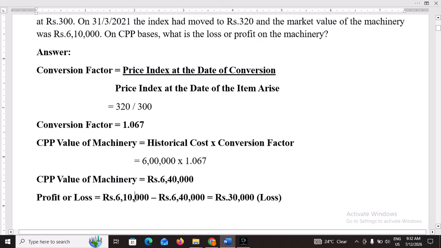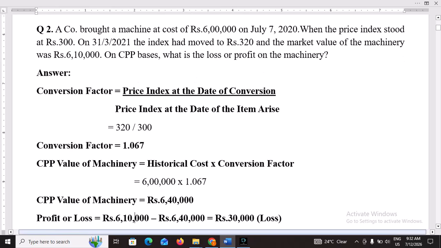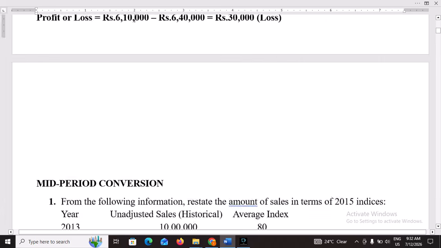Very simple, 5 marks. I hope you guys understood. This is the solution of this problem. Done.